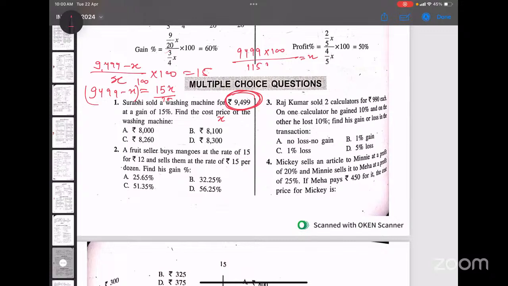What will be the answer? It will be 8263. Option C. Yes, option C. Try the next question, question number 2.